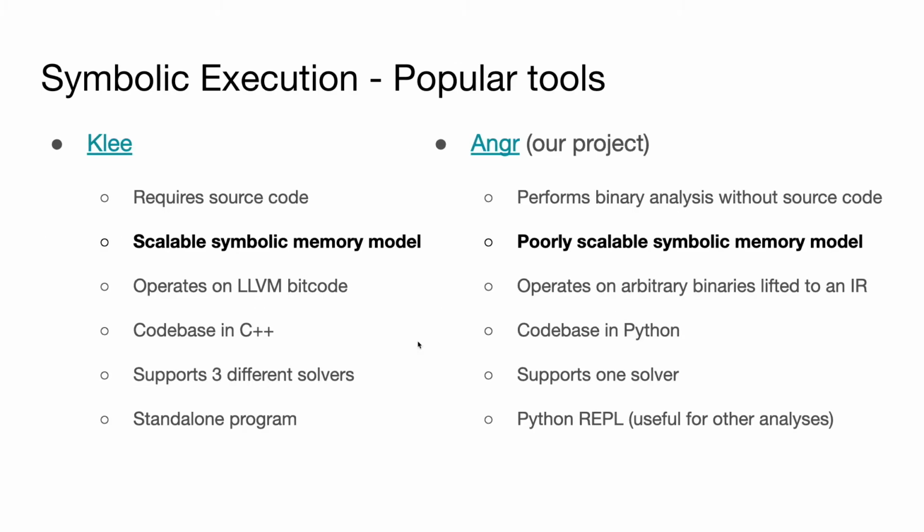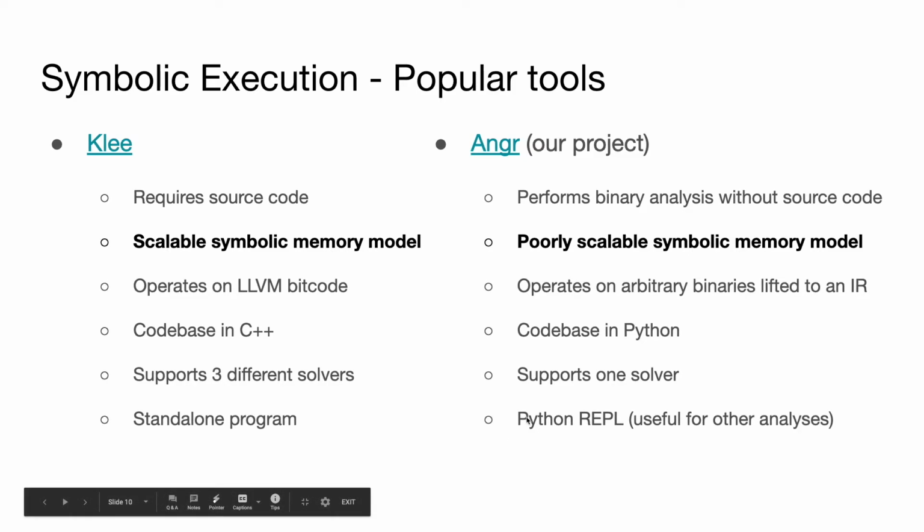So these are a couple of popular symbolic execution frameworks. The one we're focusing on in our project is called angr, and it's very convenient because you can perform analysis on arbitrary binaries without requiring the source code of an application, whereas KLEE requires source code because it's built on top of the LLVM compiler and operates on LLVM bytecode. And angr is also useful because you get a nice convenient Python REPL to interact with.